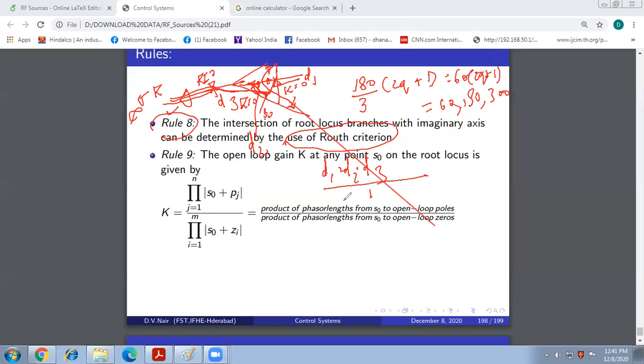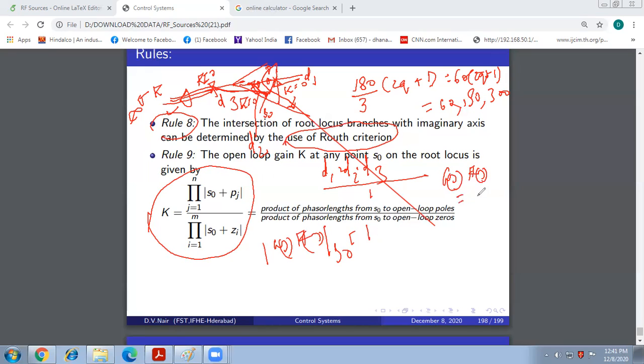For poles, the phasor lengths product will be in the numerator, and the product of phasor lengths from S0 to open loop zeros will be in the denominator. This value of gain K comes from the magnitude criteria of root locus. The magnitude criteria tells us the magnitude of G(s)H(s) at any point S naught should be equal to what? 1, because the criteria for points to be on root locus is that G(s)H(s) should be -1.